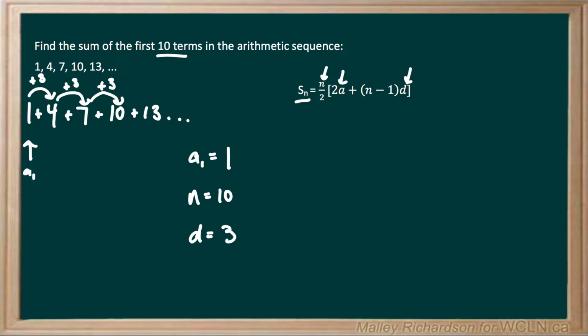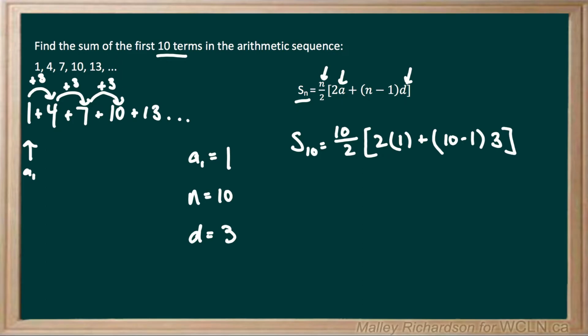So now that we know a1, n, and d, we can solve for S of n. So we're solving for S of n, which is also the same as S of 10, because we're trying to find the sum of the first 10 terms. So S of 10 is n over 2, which is 10 over 2, multiplied by 2 times a1, which is 1, plus n minus 1, which is 10 minus 1, all multiplied by d, which is 3.